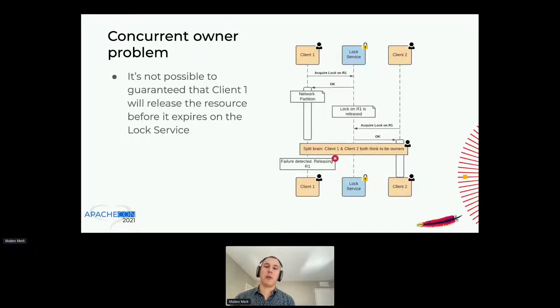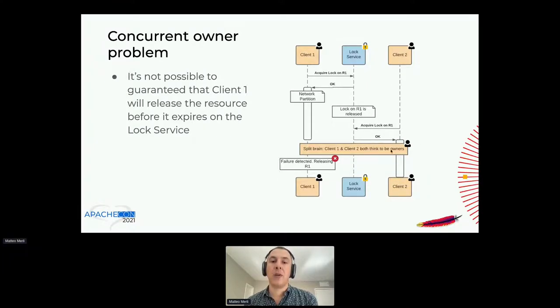So if you look at the concurrent owner, right? For example, client one acquires a lock on resource one, it gets okay. And at some point, there is a network partition. So now the network partition will last for a while. The lock service, after some point that it is not able to hear from client one, will automatically release the lock on resource one. Once resource one is released, then another client will be able to acquire the lock again.